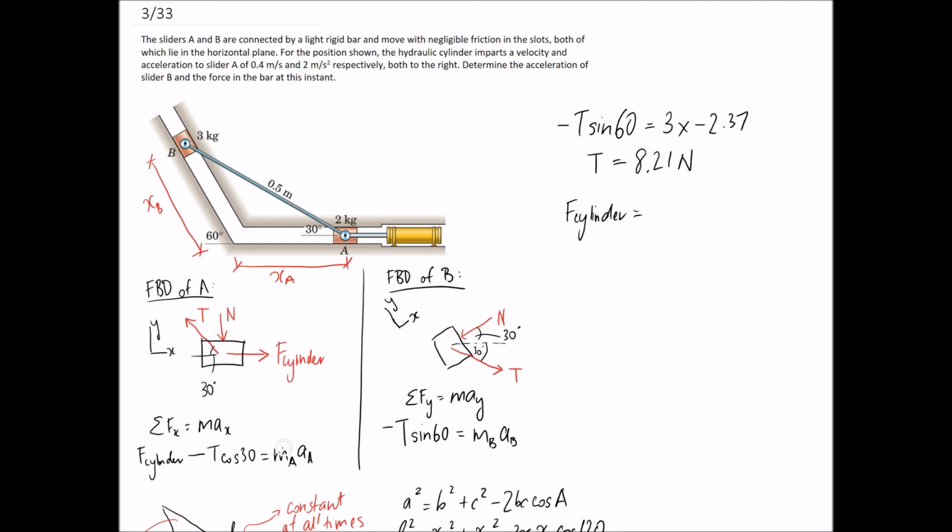Although the question doesn't ask, we can solve for this force in the cylinder. It's going to be equal to the mass of A, which is 2 kilograms, multiplied by the acceleration of A, which was given in the question as 2 meters per second squared, plus the tension, which we just worked out to be 8.21 cos 30. So this answer comes to be 11.1 newtons.